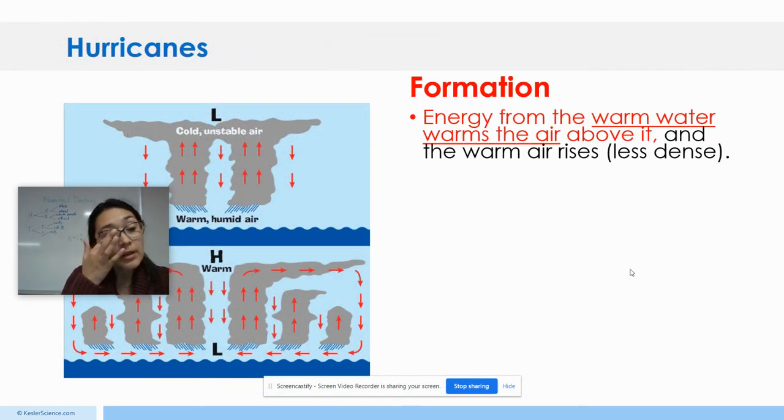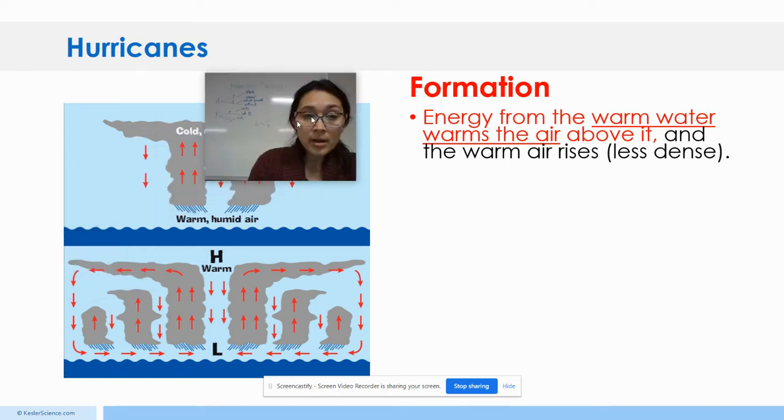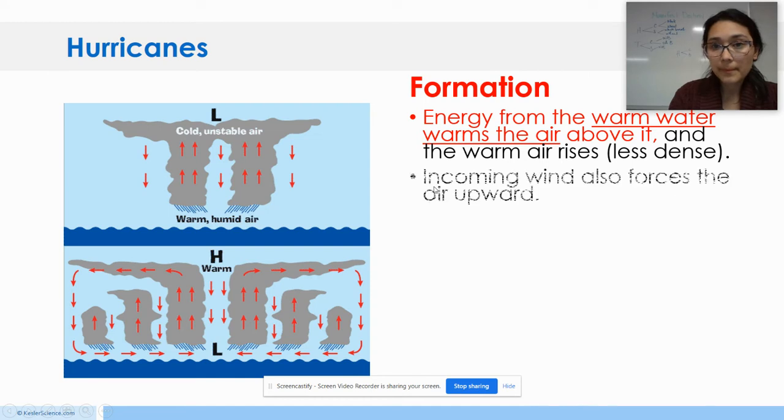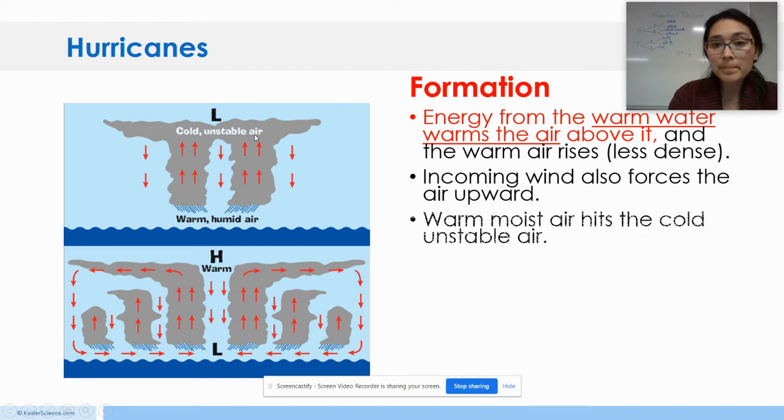Okay, so what you need for hurricane formation is energy from the warm water, and it warms the air above it. Once the warm water heats the air, the air rises, because remember, warm air rises. Incoming wind also forces the air upward. So air is now going up.